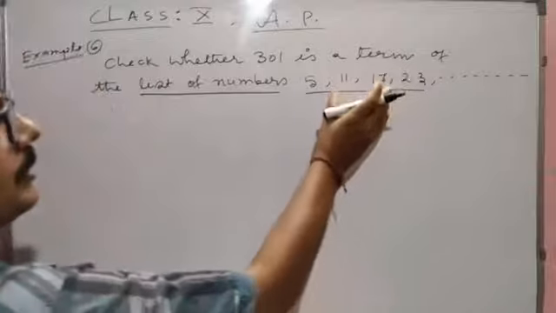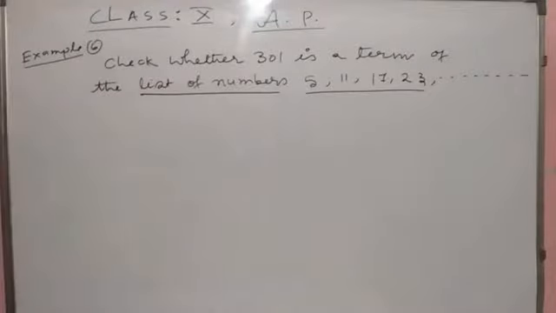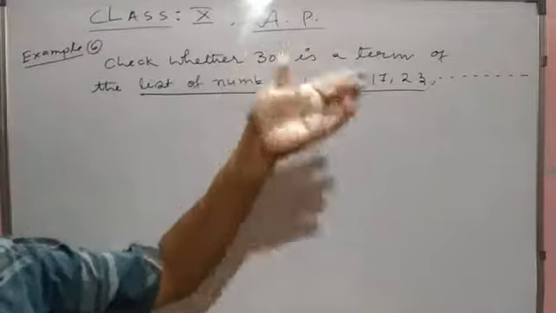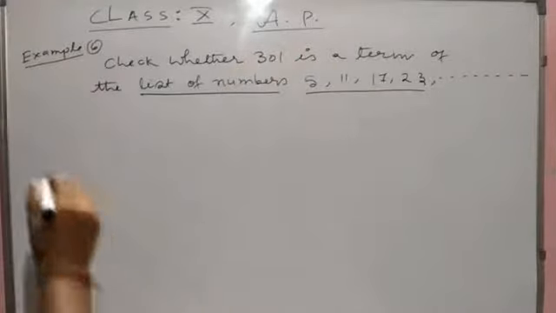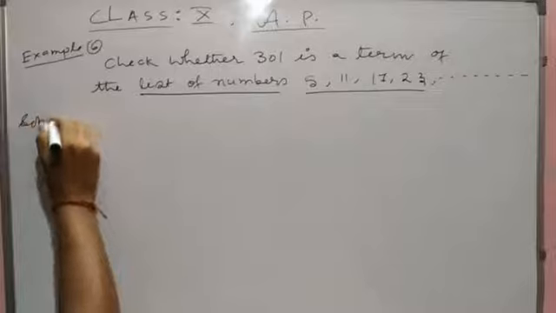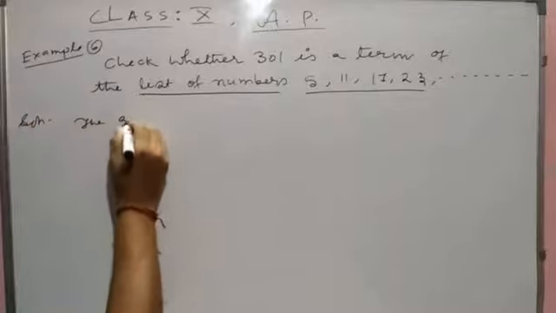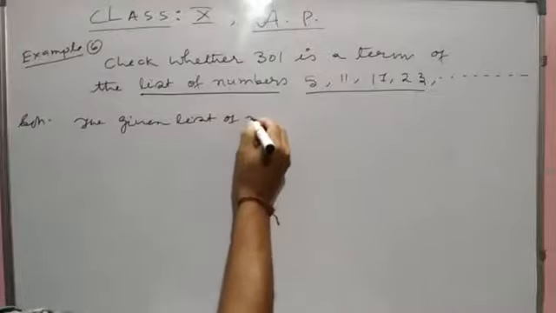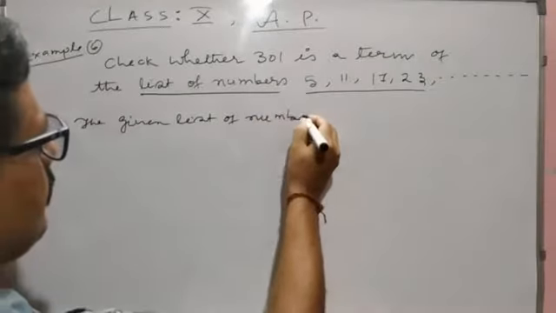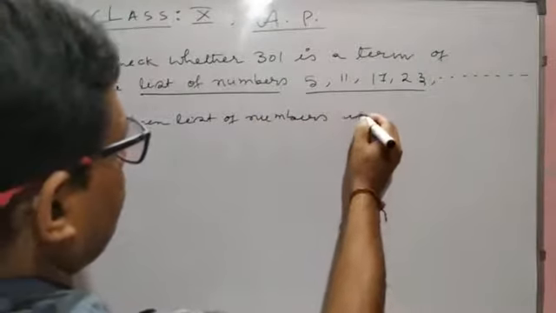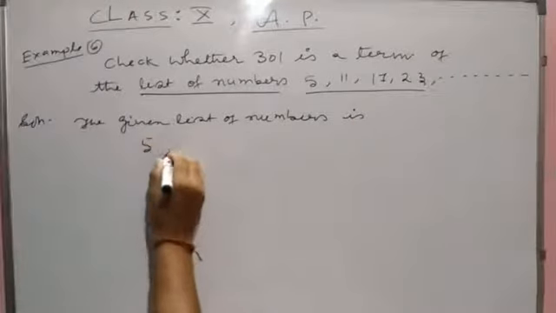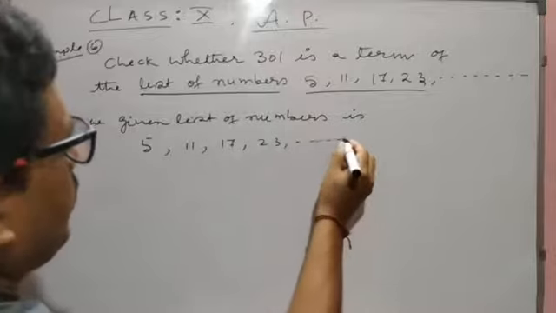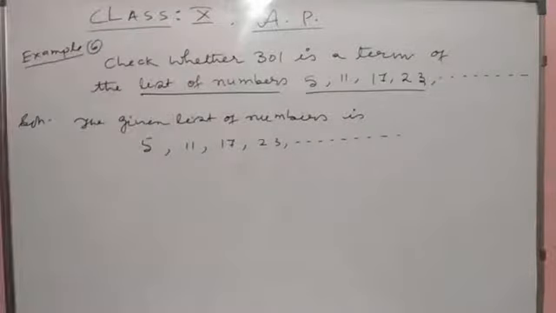We are not told this is in AP. First of all, we have to check whether this is in AP or not. Then we have to check whether it is a term or not. Okay, now see the solution. The given list of numbers is 5, 11, 17, 23, dot.